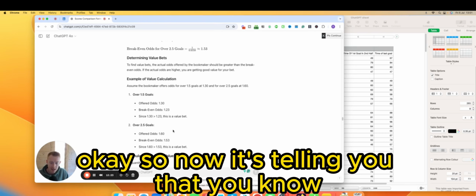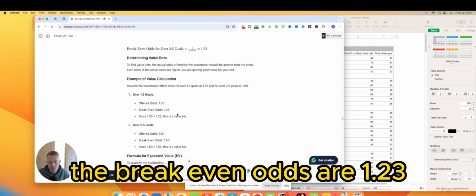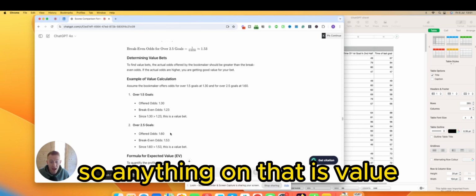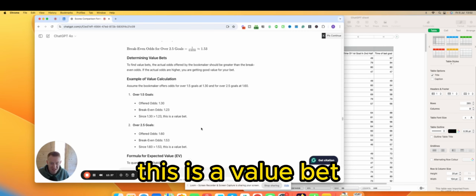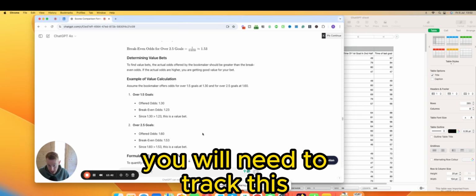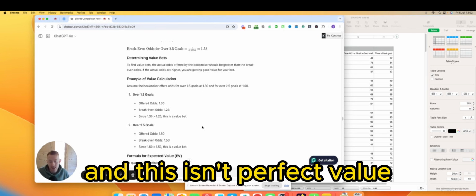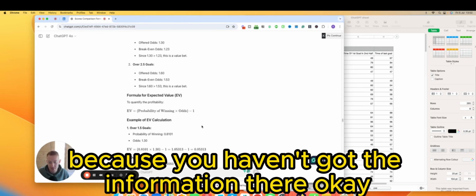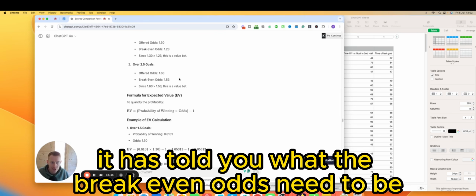Okay. So now it's telling you that the offered odds are 1.3, the break-even odds are 1.23. So anything on that is value. Since 1.3 is greater than 1.23, this is a value bet. You are better than the break-even odds. Okay. You will need to track this. Okay. This isn't perfectly correct. And this isn't perfect value because you haven't got the information there. Okay. But now you know what you need to look for. It has told you what the break-even odds need to be.